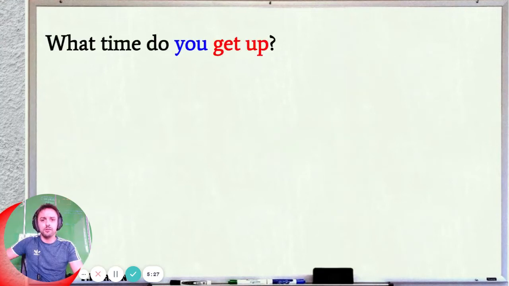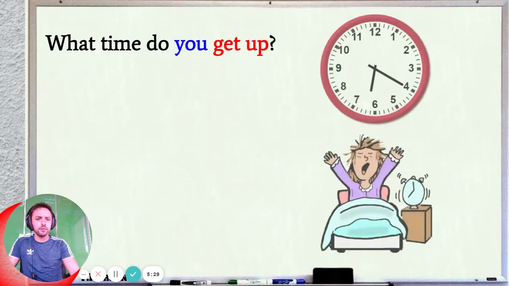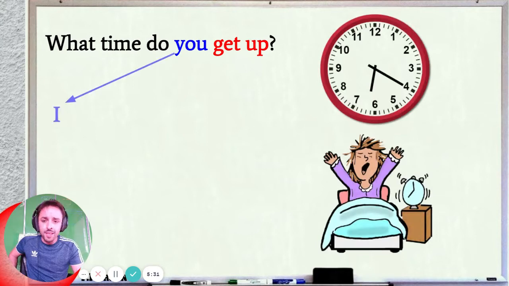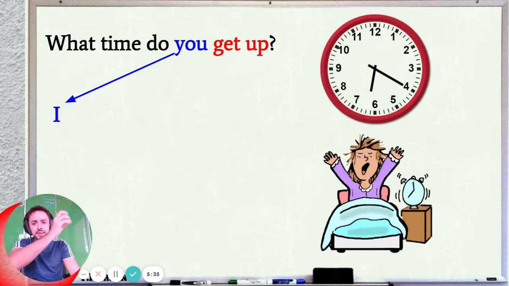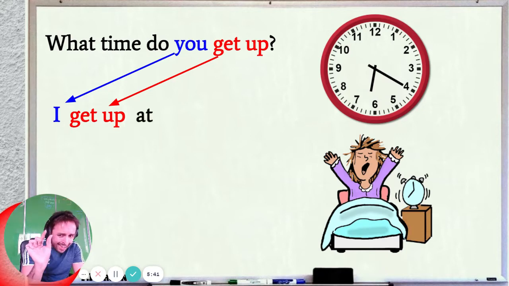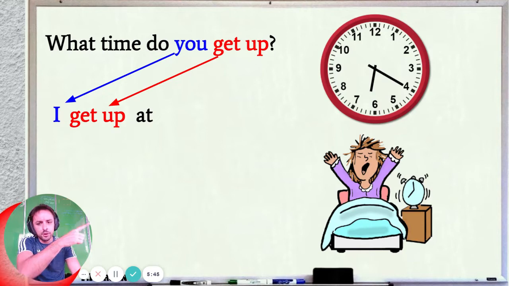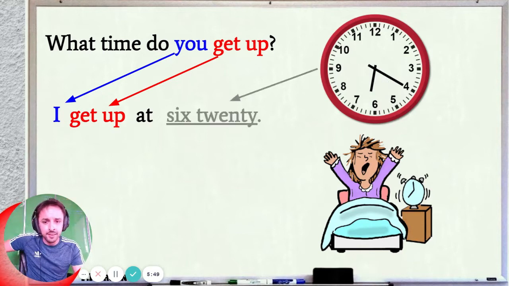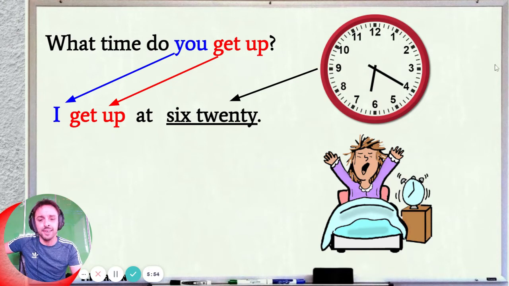Now let's practice. What time do you get up? Here's the picture. So for the answer, you changes to I. Then we take the verb, I what? I get up. And then we get the small word at. I get up at. Then we look at the time. What time? I get up at 6:20.